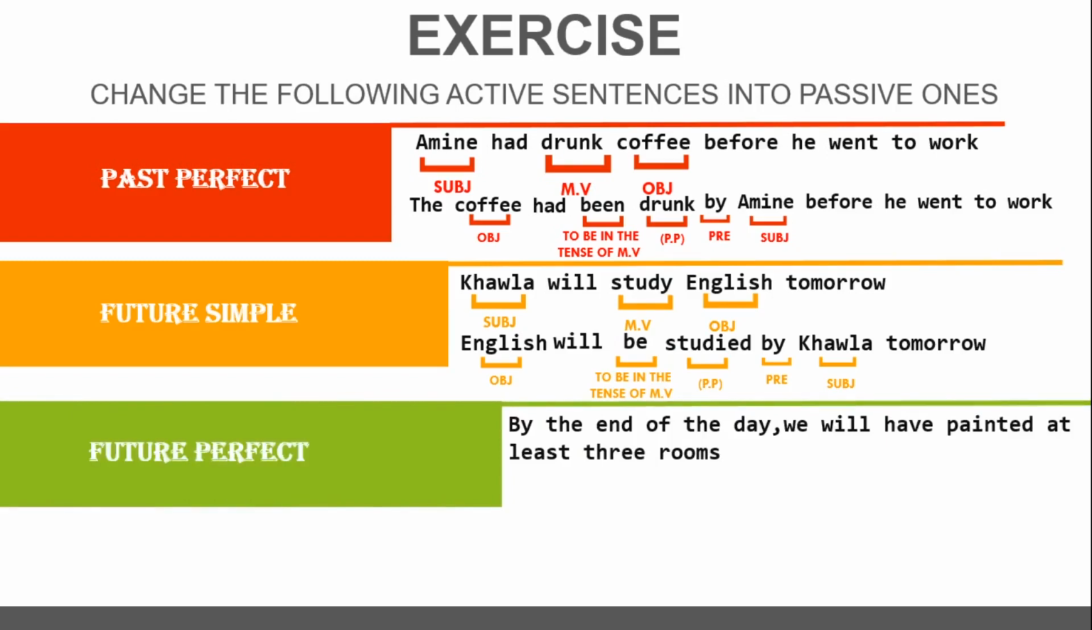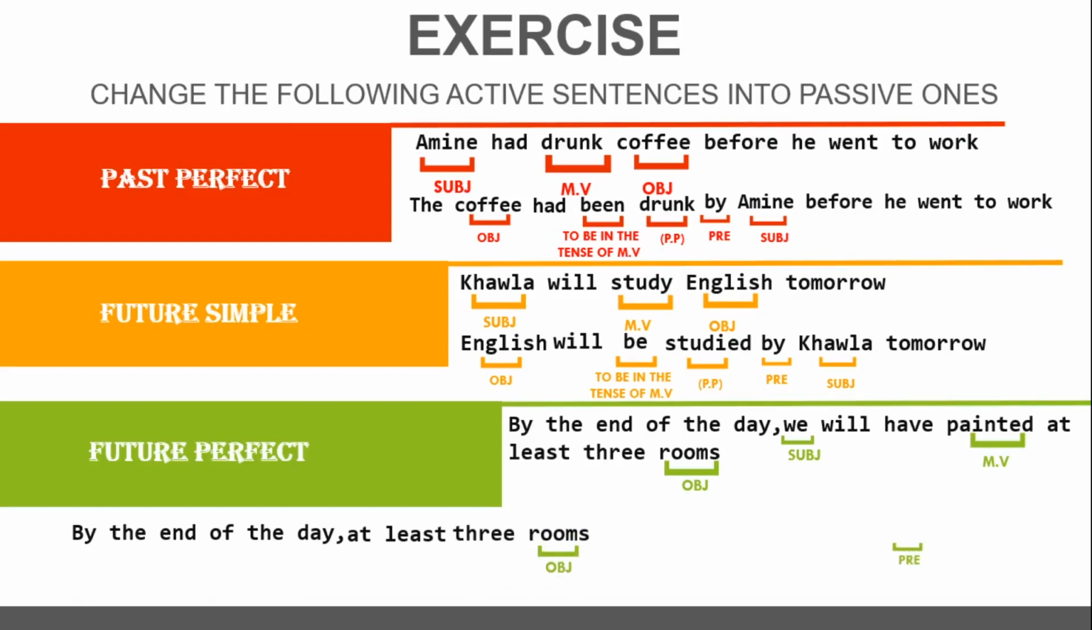It's future perfect, so you underline the elements. Then "by the end of the day", you put all these things in the beginning, then you put the object here, "3 rooms", then the subject in the end, and it's "by us", not "we", so "we" becomes "us". Then be plus past participle, "being painted", then "we'll have". Alright, so we have here: by the end of the day at least 3 rooms will have been painted by us.